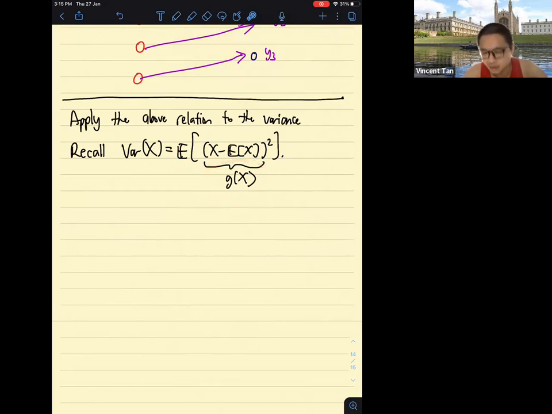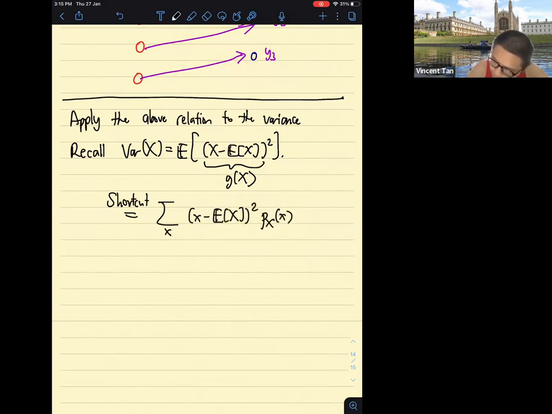Last time, we first deduced the probability mass function of y before we took its expectation. But the previous result that we have allows us to do a shortcut. Basically, we just have the sum over all legitimate values of x, of x minus the expectation value of x, squared, p_X of x. This is our shortcut result. So let's see whether the shortcut result actually yields the same number as the long-winded way when we compute the variance of the uniform random variable.